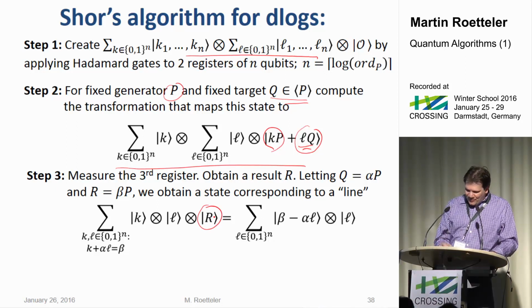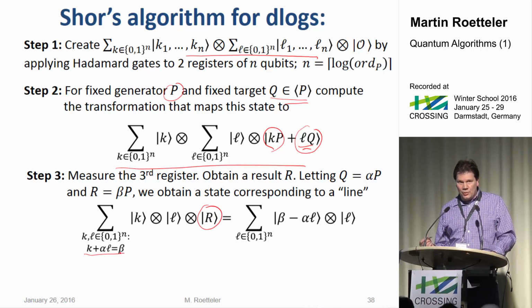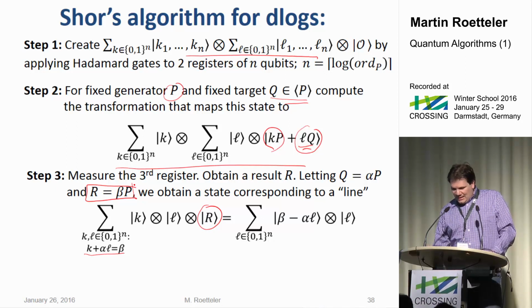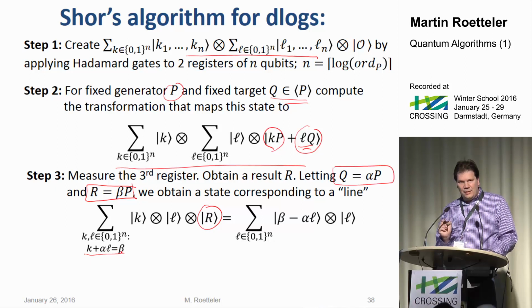What will happen is that the superposition will collapse only to those pairs k, l for which you obtain that very specific value that you measured. And that's going to be in the group. It's going to be some group element. You cannot really control which one it is. It will be some beta times T. Okay, and then what will happen is that only those pairs k, l will show up such that k plus alpha l, where Q is alpha P, will be equal to beta. And that's a line in a 2-dimensional space, right? It's a line with a slope of minus alpha.